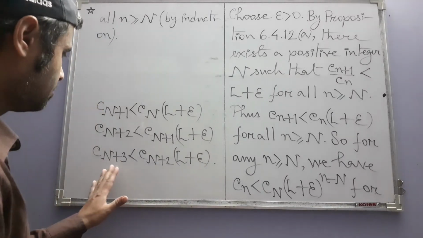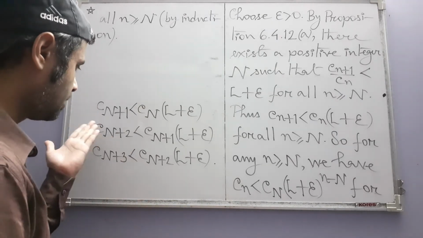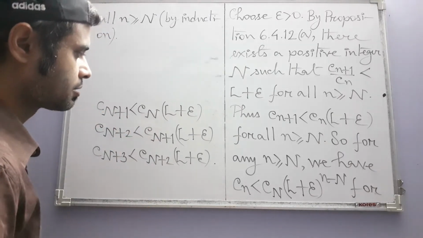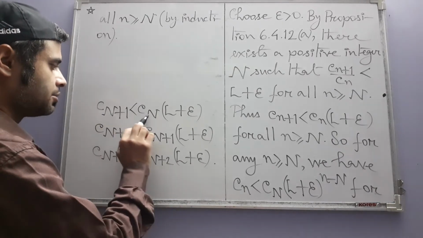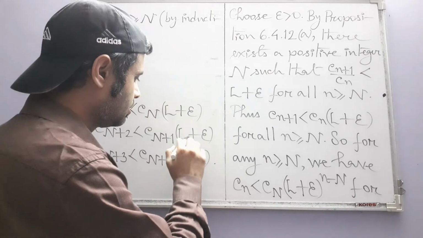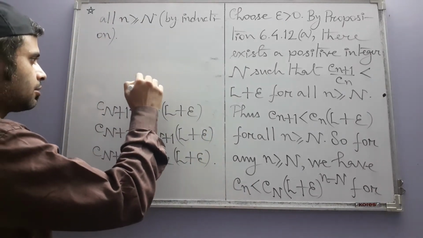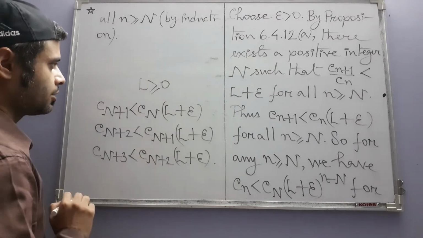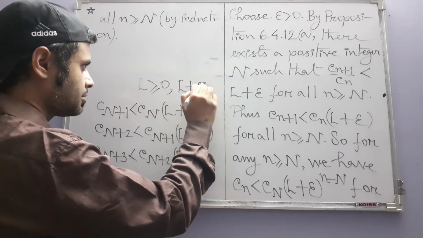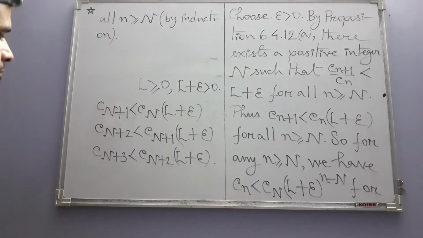Now you can see that since we are dealing with positive things, whatever we have written here in all these inequalities, they are all positive real numbers. Cn plus 1, Cn, all these terms are already positive because they are coming from a positive sequence. Why is L plus epsilon positive? Recall that we already argued and we saw that L is greater than or equal to 0. So that's why L plus epsilon is strictly greater than 0, because that is strictly greater than L, right?